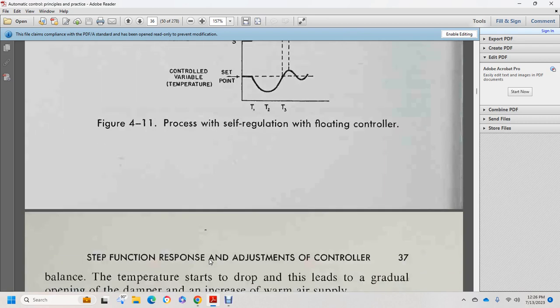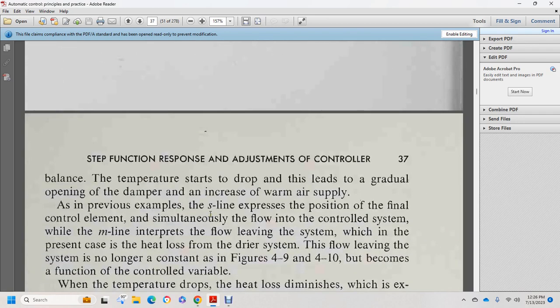Process self-regulation, floating contactor. With the temperature starting to drop, the control leads to gradual opening of the damper with the warm air supply. As in the previous example, the S line shows the flow of the control element, simultaneously with the flow of the control system. The M line represents the flow leaving the system, which here is the heat loss of the dryer system.